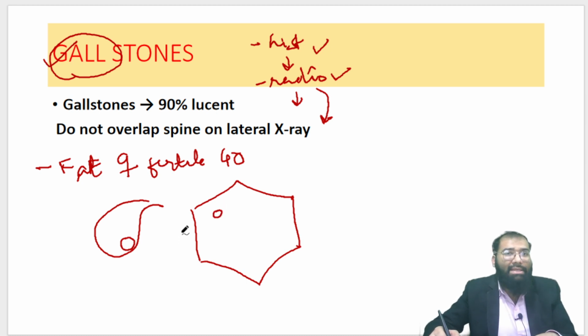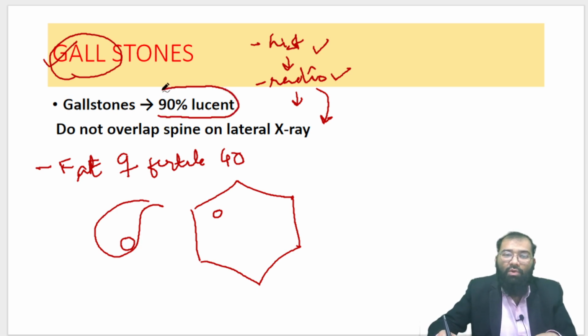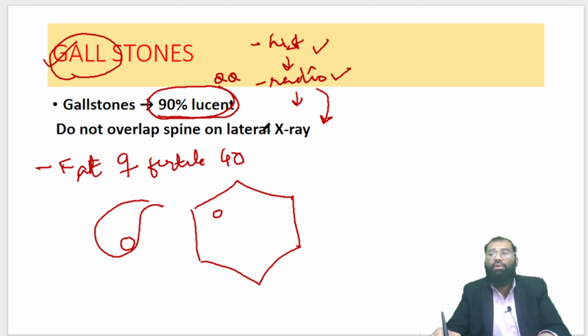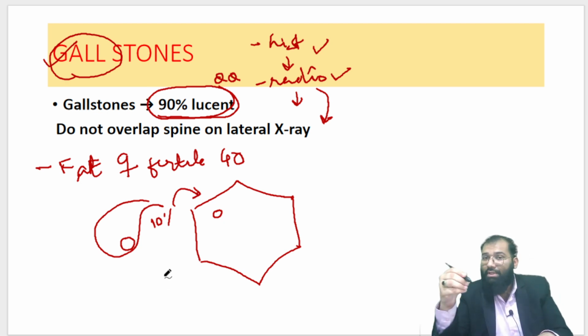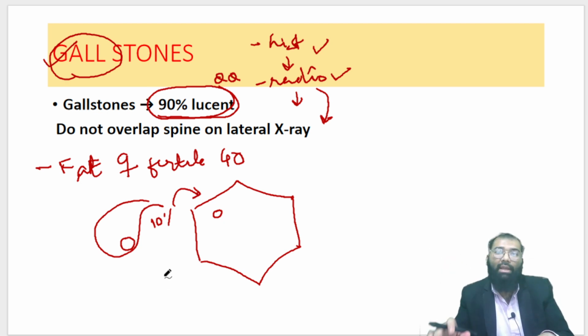So on X-ray, remember that only 10% of stones can be seen. That is, only 10% are radio opaque, whereas 90% of stones are radiolucent. Very important question. 90% of the stones are radiolucent on X-ray. Now, suppose you are able to see the stone, that is, the stone is within the 10% category, and you are able to see the stone on the abdominal X-ray.